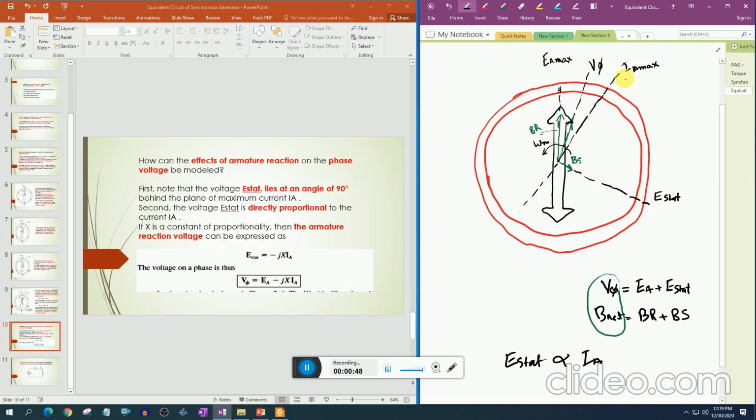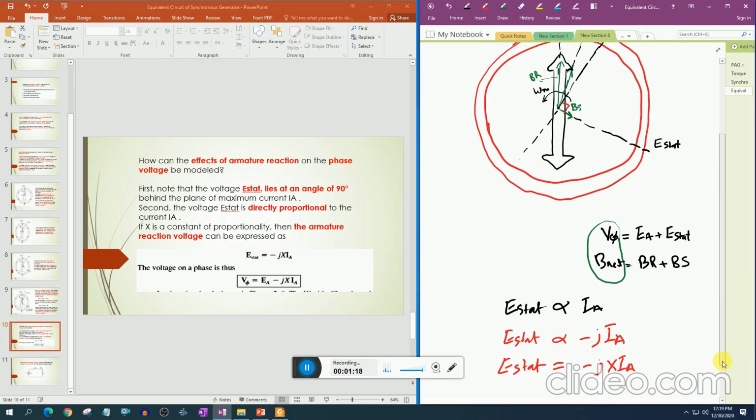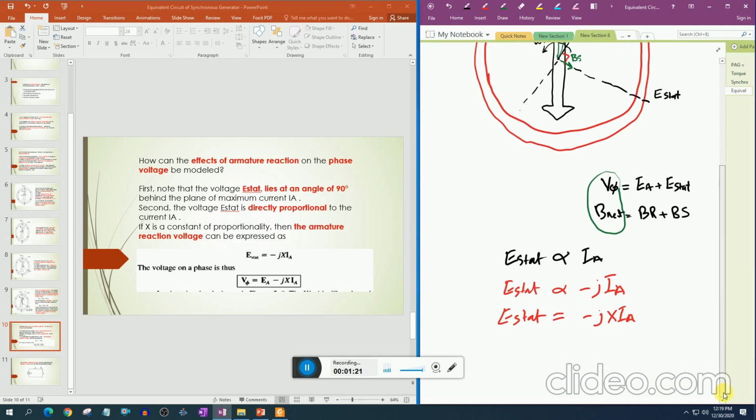So here you can see that E stat is also lagging 90 degrees from EA, so it can be given as E stat is equal to minus j 90 degree IA. If X is the proportionality constant, it can be given as minus jX IA. So that's how the armature reaction can be modeled mathematically.